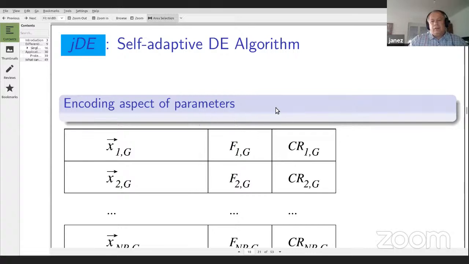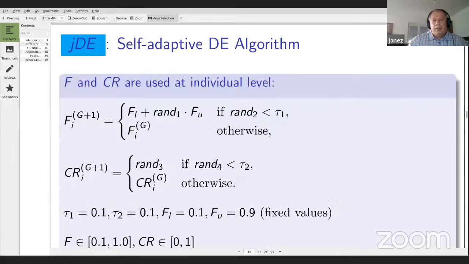And they are approaching how they are updated. They are updated based on a so-called simple, but not necessarily very usual rule. In most cases, they are the same in generation G and G plus 1. But in some cases, with small probability, we can randomly select from some interval. For example, the scale parameter is from 0.1 to 1.0, and CR is similar, but on another interval.